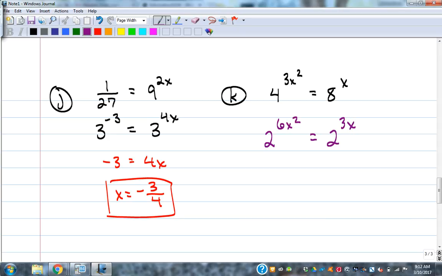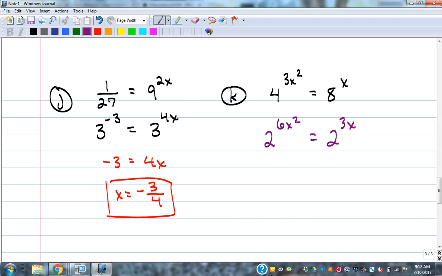Y'all with me there? What part of the last part? The 1 over 27 going to 3 to the negative. If 27 is 3 to the third power, if it's in the denominator, make that exponent negative. That's all you need to remember. If it's in the denominator, it's going to be a negative exponent. That's the best thing I can tell you. I don't really know there's any other tricks to that.